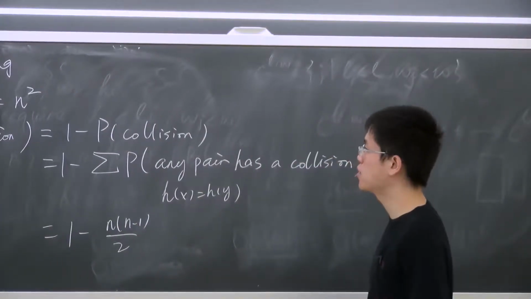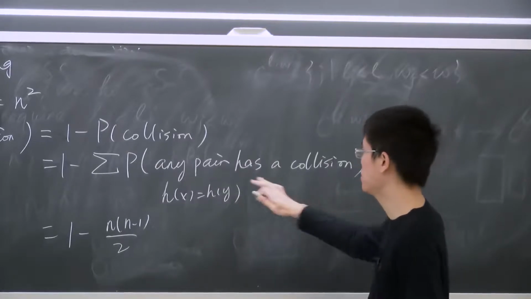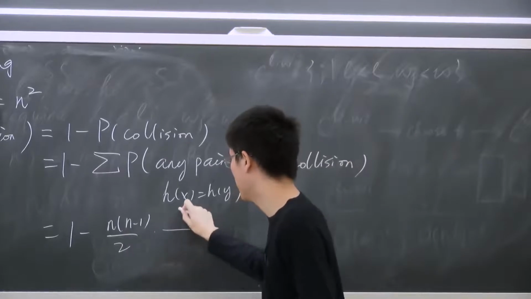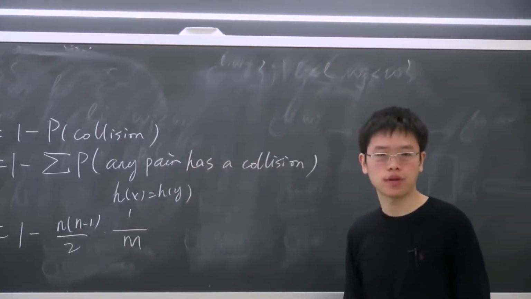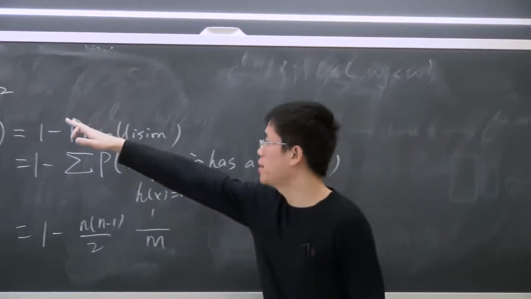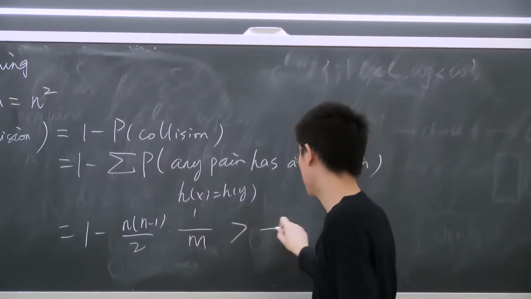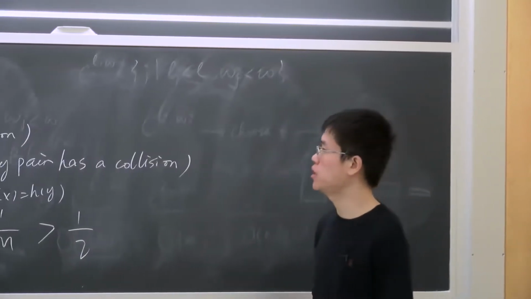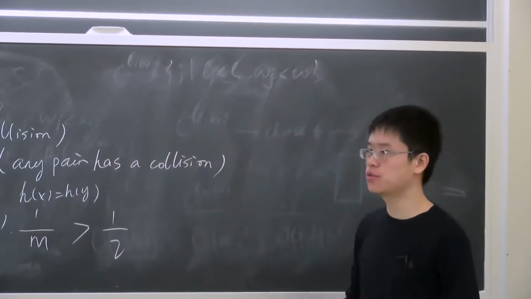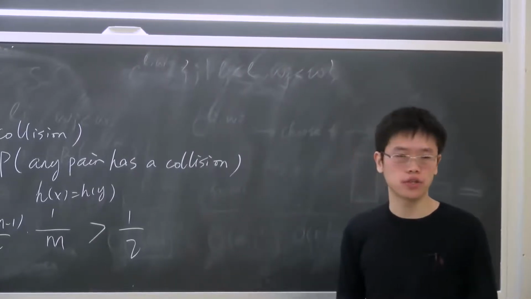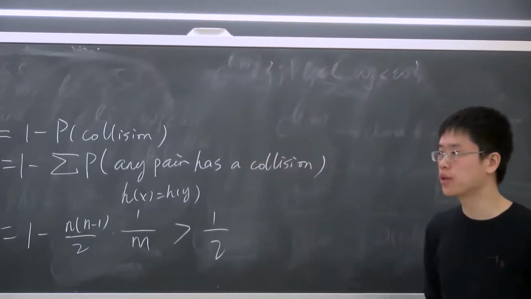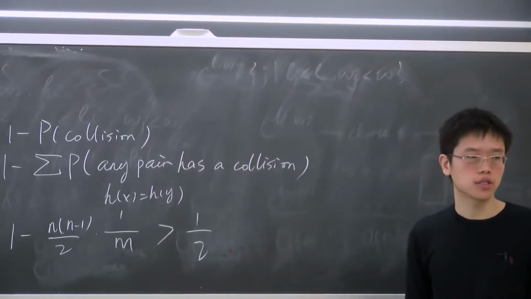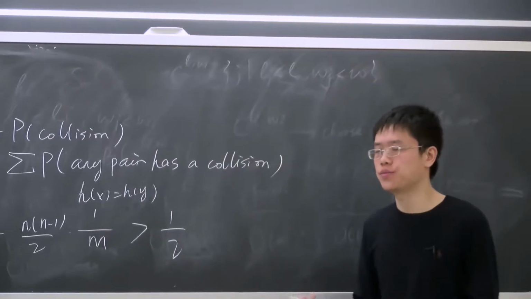And if it's a universal hash function, then for any two colliding keys, the probability is 1 over m. So I choose my m to be n squared, so this one is larger than 1/2. So to get a perfect hash function, I'll just use the simplest way. I select the universal hash function with m equals n squared. I have a probability more than 1/2 to succeed. Well, if I don't succeed, I'll choose another one, until I succeed.